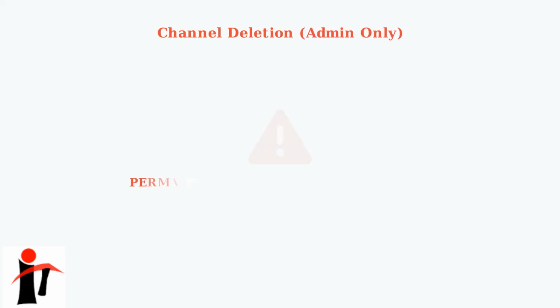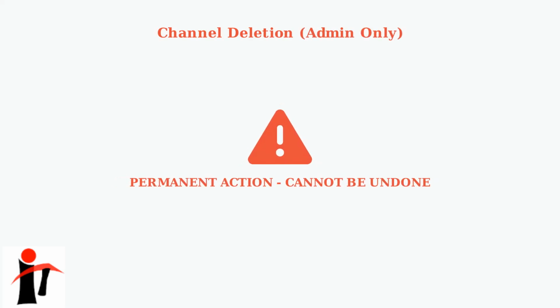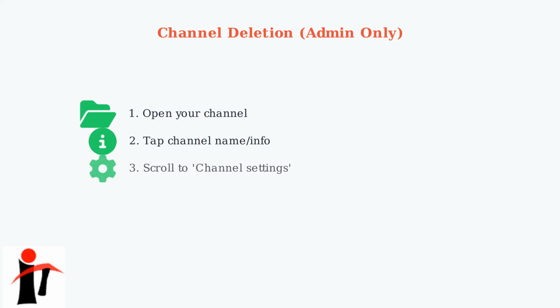For channel administrators, there is a third option: permanently deleting the channel. This is a powerful action that completely removes the channel for all followers and cannot be undone. To delete a channel as an administrator, first open your channel, then tap the channel name at the top to access channel information. Scroll down to find Channel Settings and select Delete Channel.